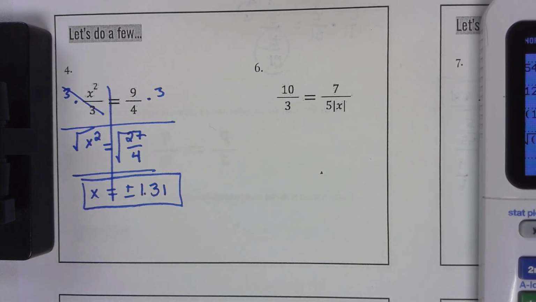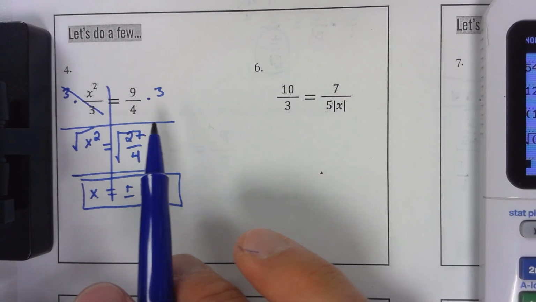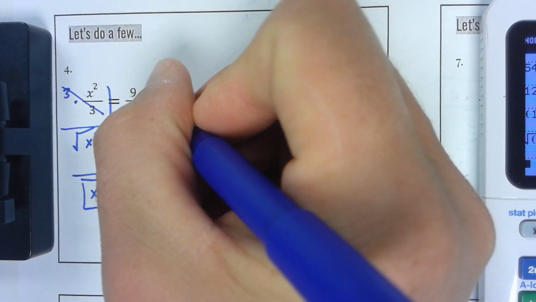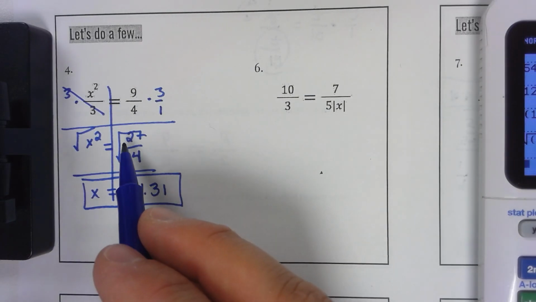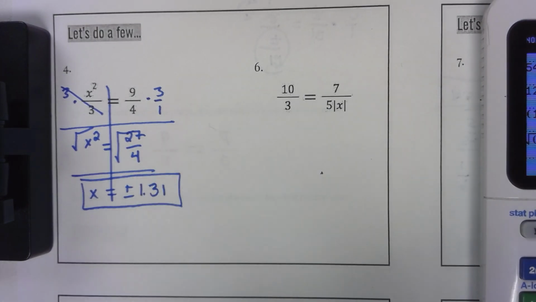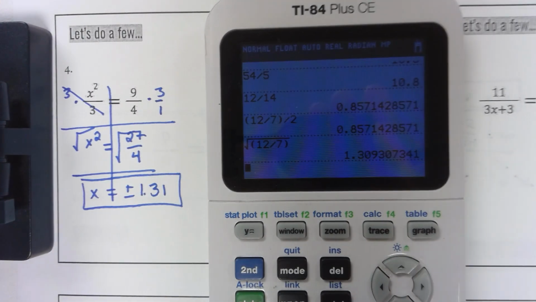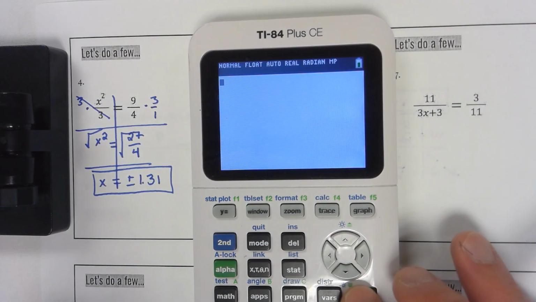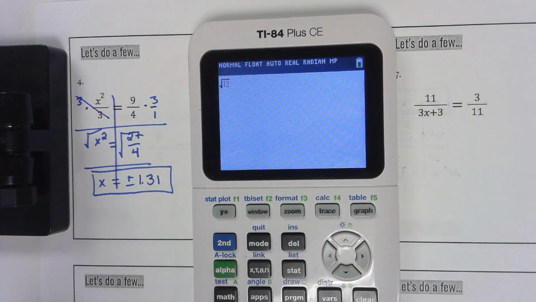Starting with getting the x squared by itself, I'm going to multiply both sides by 3. When I multiply the right side, again, multiplying fractions, it's the top numbers together. 9 times 3 is how I got 27. 4 times 1 is 4. Then we need to square root all that. Okay, so when you're square rooting, just remember that you're going to need parentheses around that fraction. So you'd go second square root, then open a parenthesis, and take 27 and divide it by 4.